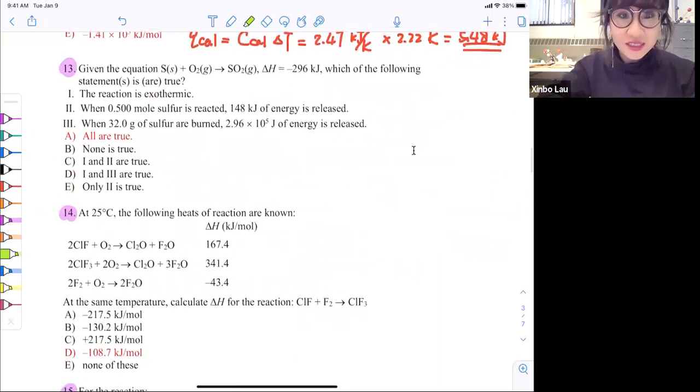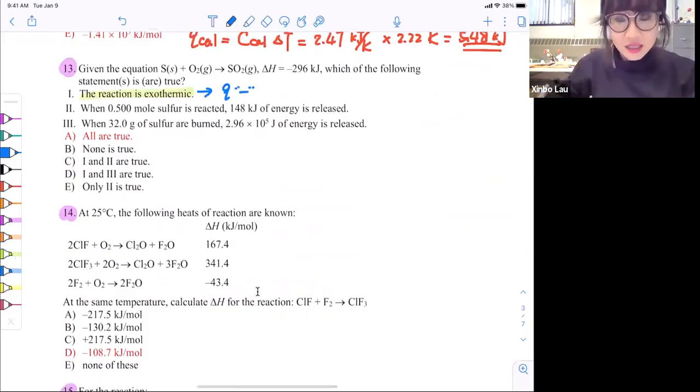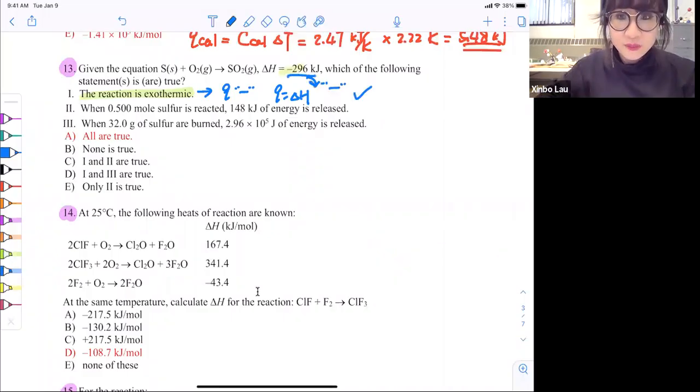Okay, so next question, if you look at it, it gives you a reaction equation and asks which ones are true. The reaction is exothermic, which means Q will be negative. At constant pressure, Q equals delta H, and delta H is negative, given in the question. So the first statement is true. The negative sign indicates the reaction is exothermic.